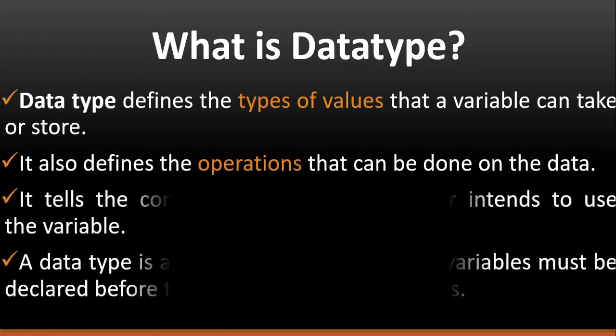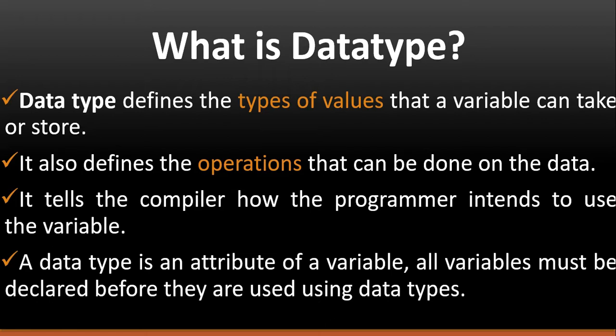In any programming language, whatever operation you want to perform, for that you need some data. So how to define that data? By using data type. If you want to declare variable, at that time also you need data type. Data type tells compiler intent of the programmer to use the variable. Data type also defines attribute of a variable. All variables must be declared before they are used using data type. Since Java is strictly typed programming language, before using any variable, it must be declared.